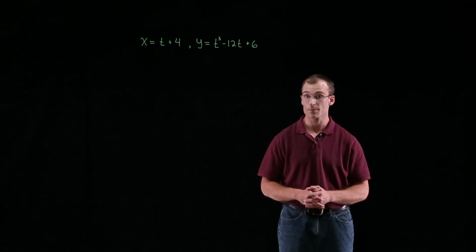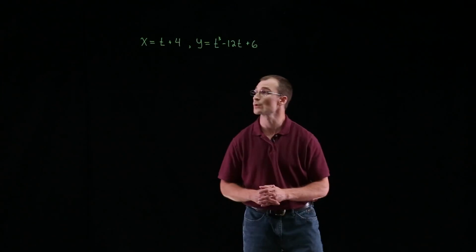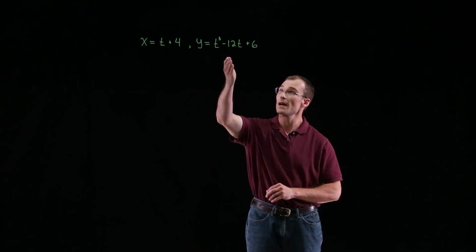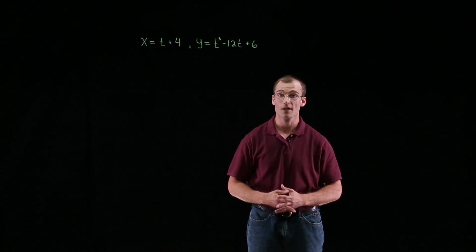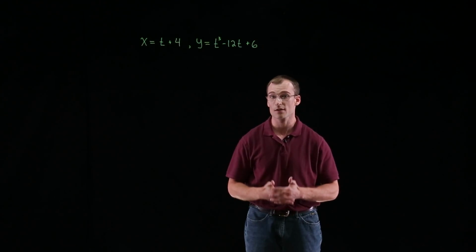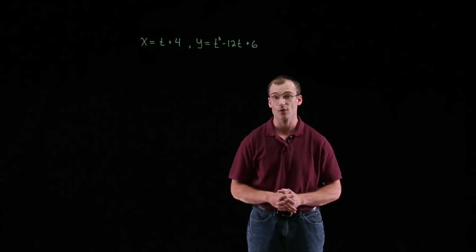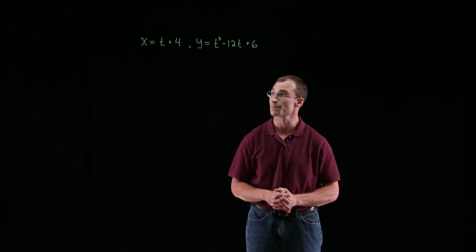Hello everyone, I'm Adam. In this problem, for a set of parametric equations, which we have as x equal to t plus 4 and y equal to t cubed minus 12t plus 6, we're going to find any points that we can of horizontal and vertical tangency to the curve made by these two equations. Then we're going to use a graphing utility to confirm our results.